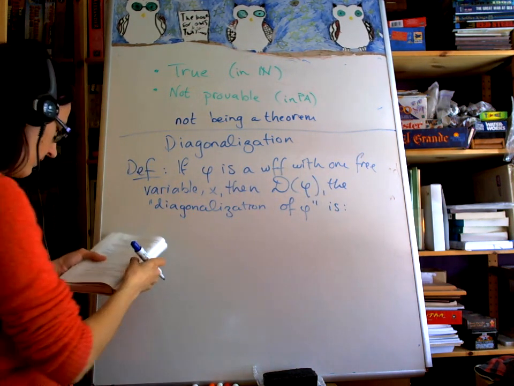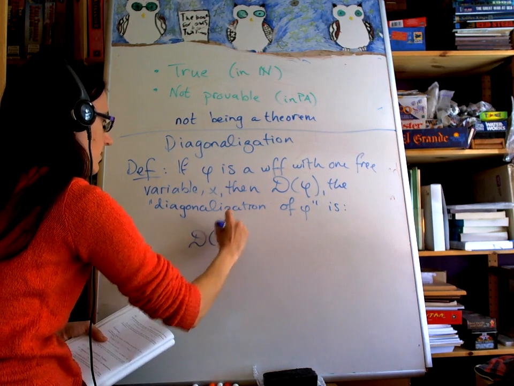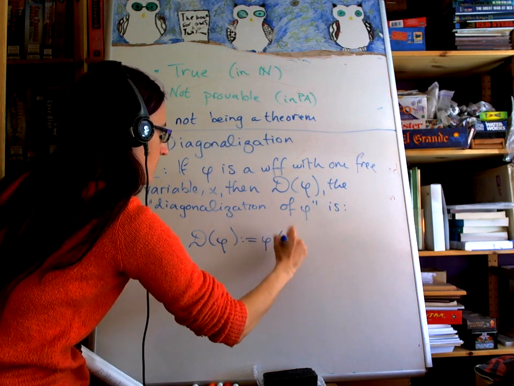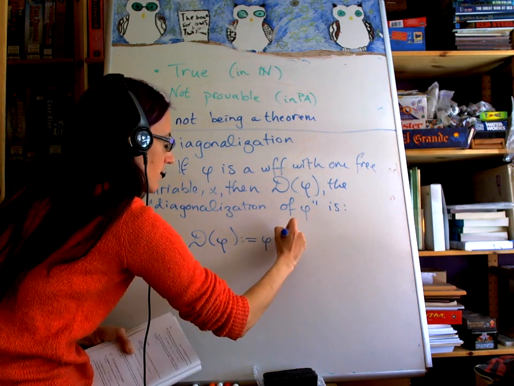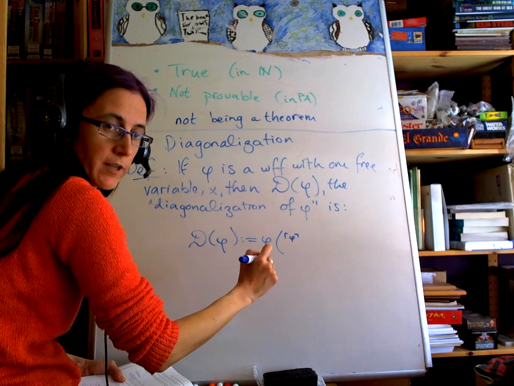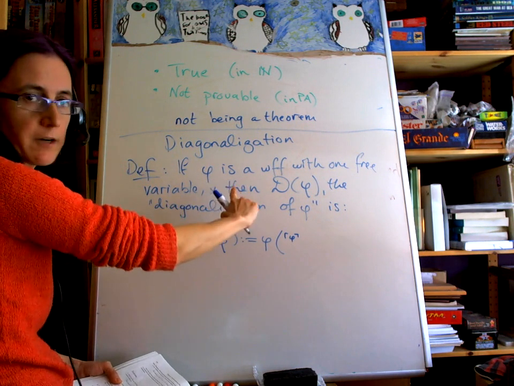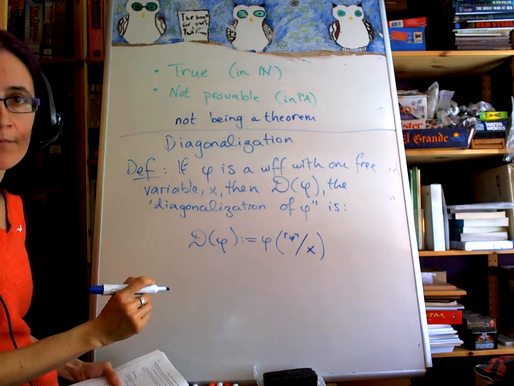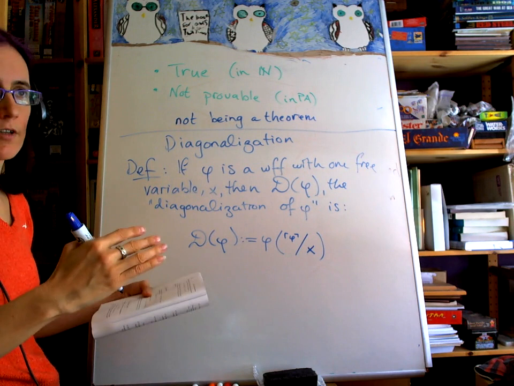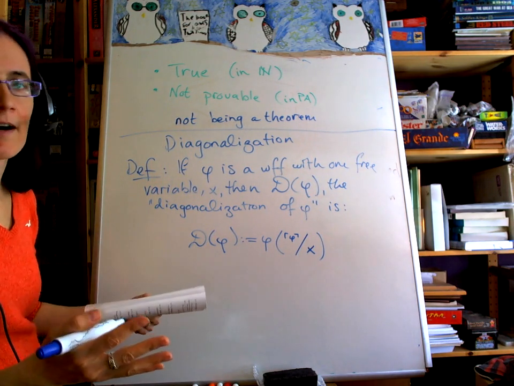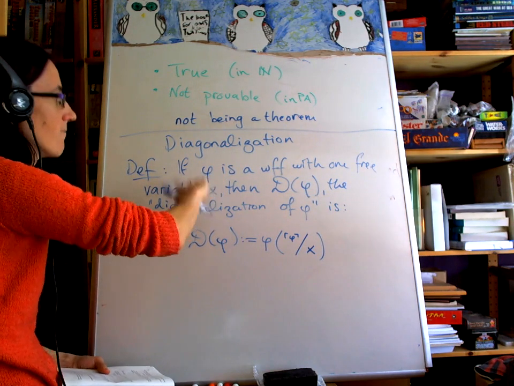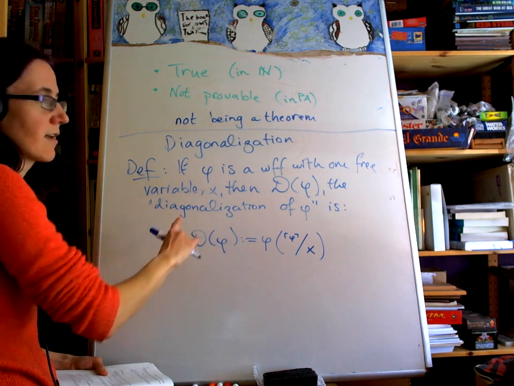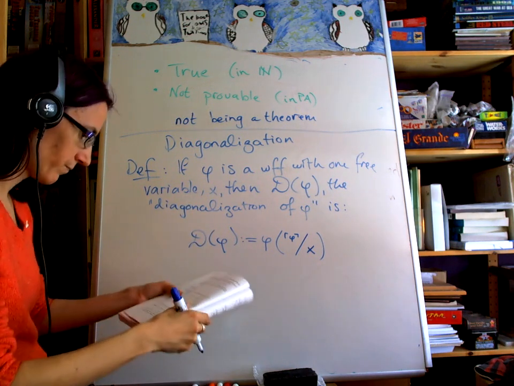is defined as follows. So d of phi is phi, and then take the code for the formula, so this formula with one free variable, and substitute it in for the free variable x. So there is a sort of self-reference that's going on here by taking a formula, figuring out what its Gödel number is, and then substituting that number in for the free variable.